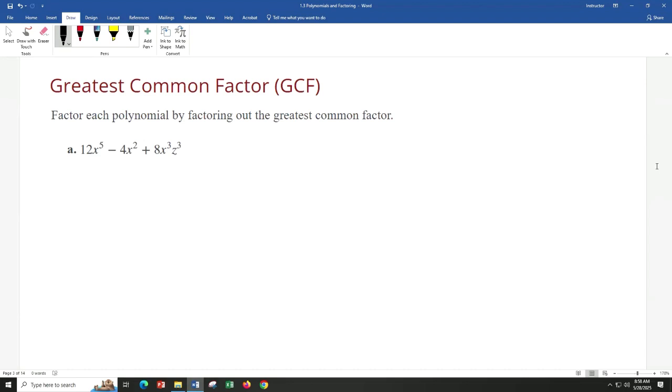Same thing for greatest common factor. You look through everything, and I always, once again, do it in order. First off, I look at the variables. If there's variables going across the whole thing, that's a telltale sign to start looking for a greatest common factor.